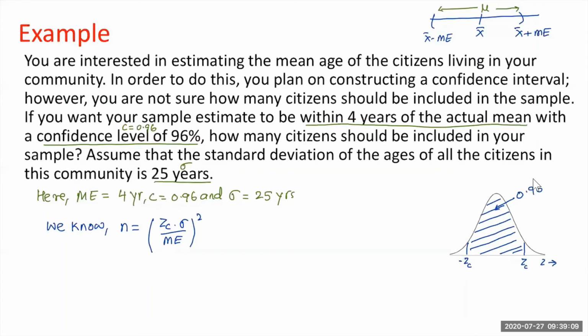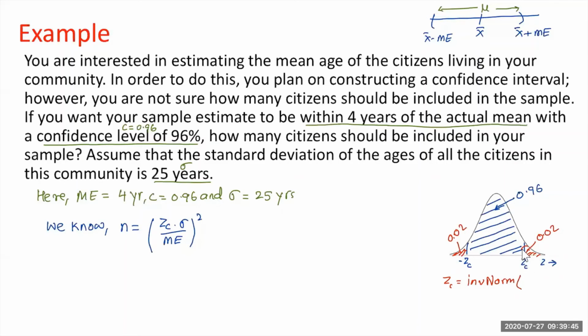This is 96%, so the remaining 4% is divided into two tails. 4 divided by 2 is 2%, so this area is 0.02, and the equal area is here by symmetry, which is 0.02. So the area on the tail is 0.02. If I want this z sub c, we use the inverse normal in order to find the z score.